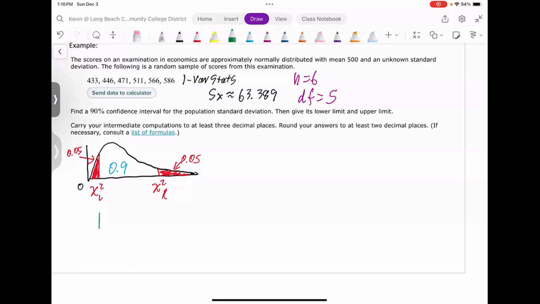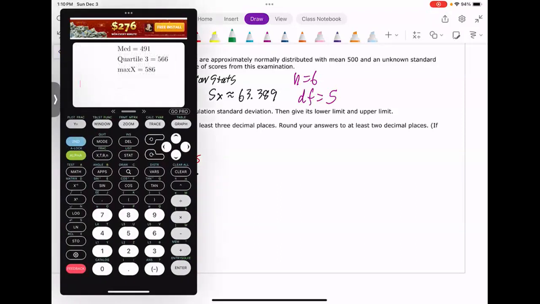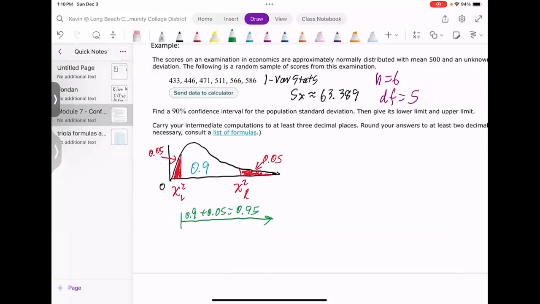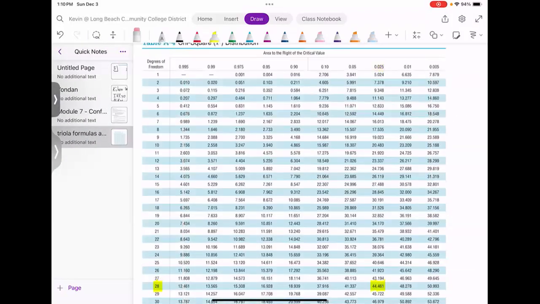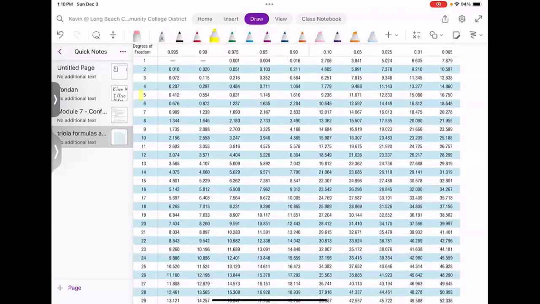So for my first one here, again, that is going to be 0.9 plus 0.05, which is 0.95. So I need 0.95 with a degrees of freedom of 5. So degrees of freedom is 5, and 0.95 is over here. We actually found these earlier today. That's fine. 1.145.